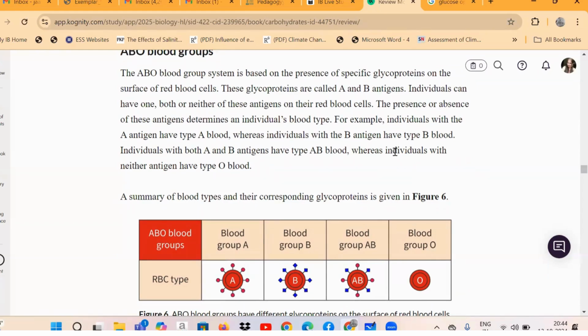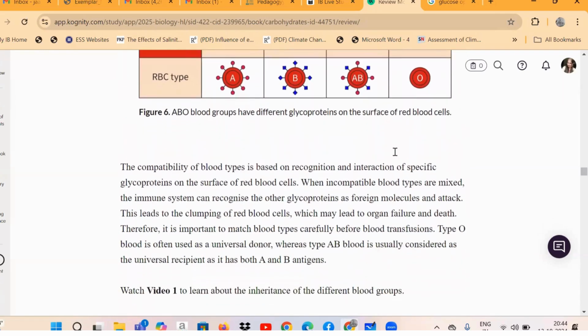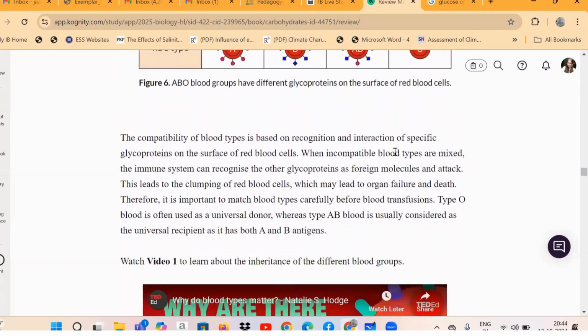Blood group A has one kind of receptors, or one kind of glycoprotein attached to the membrane surface. Blood group B is different, AB has both, and blood group O has none, which is why it's the universal blood donor. So here you can see all those surrounding the blood group, right? Those are all the surface glycoprotein molecules. So here you have the incompatible.